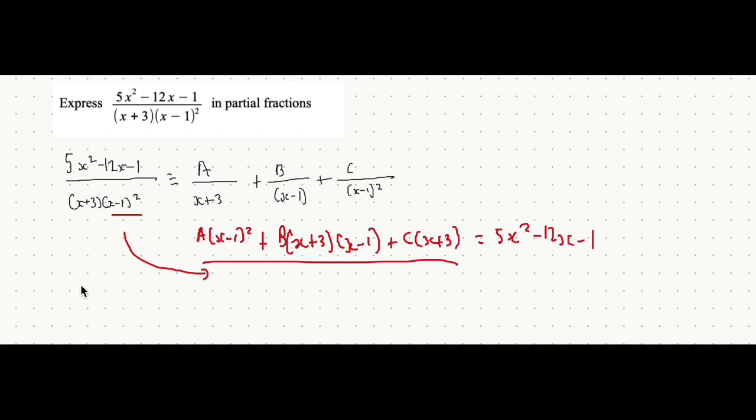Now we have to strategically substitute numbers in to find the values of a, b, and c. So we can put them into this expression here again. Now, if we put in x equals 1, the reason I chose that is because that would make the a term equal 0, because 1 minus 1 squared is just 0. That would make the b term 0. And then 1 plus 3 is 4, so 4c is equal to 5 times 1 is 5, minus 12 minus 1. Feel free to use a calculator if you need to.